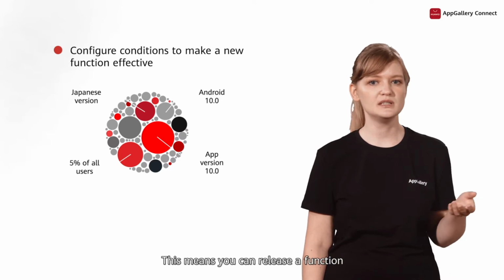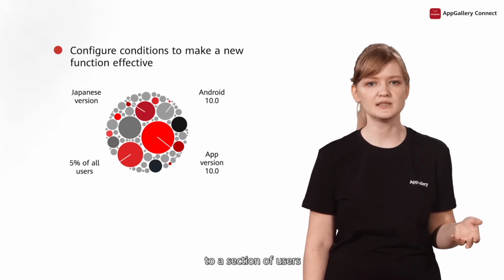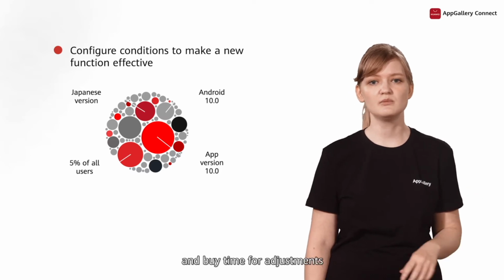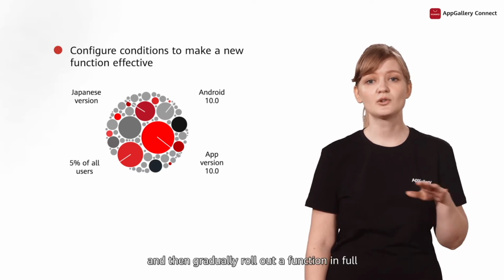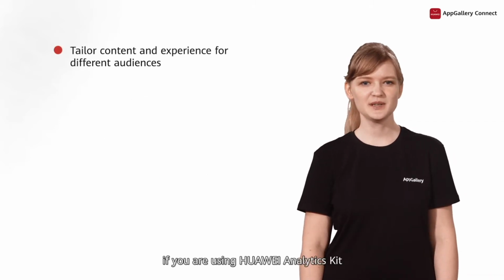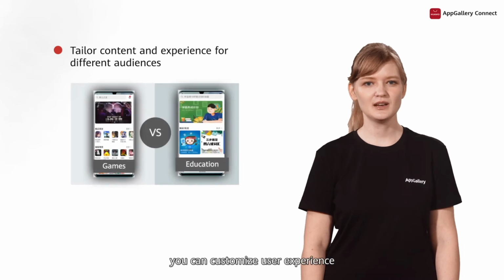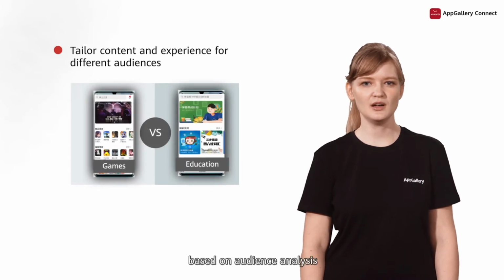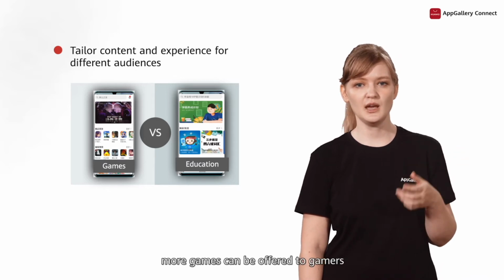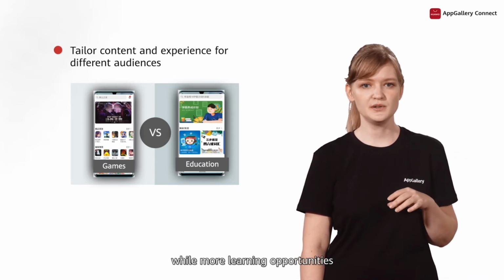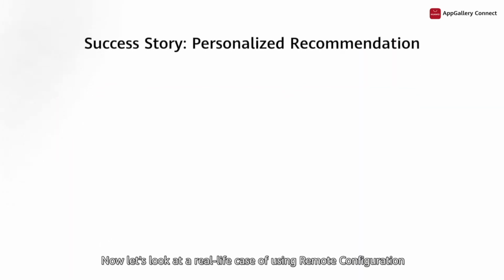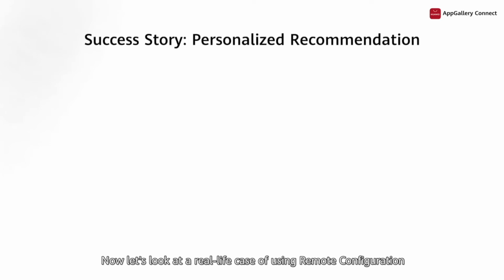This means you can release a function to a section of users, let's say 5% of all users, to minimize risks and buy time for adjustments, and then gradually roll out a function in full. In addition, if you're using HUAWEI Analytics Kit, you can customize user experience based on audience analysis. For example, more games can be offered to gamers, while more learning opportunities can be presented for users who love learning.